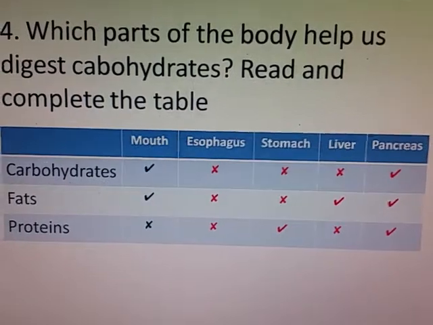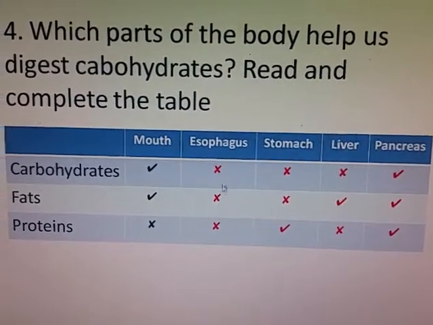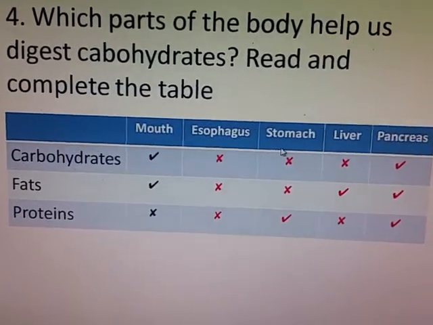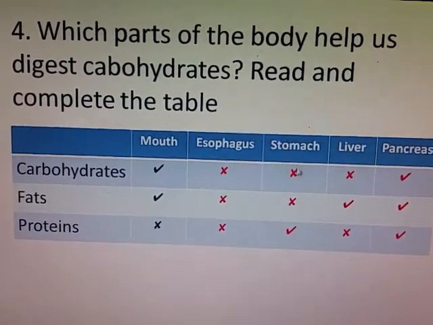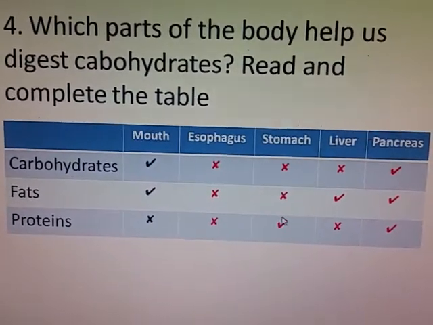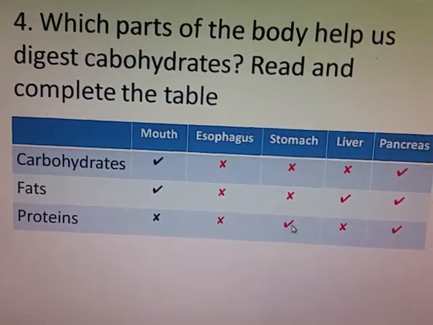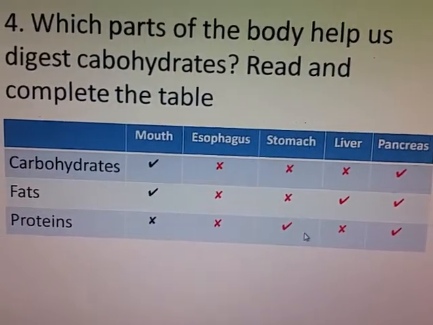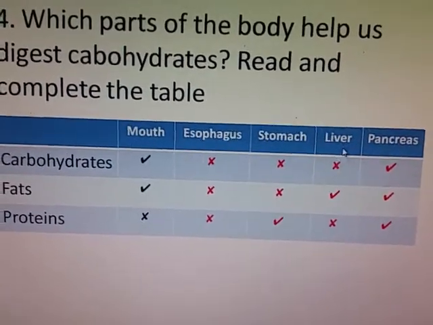In the esophagus, nothing is digested. The esophagus just transports food to the stomach. In the stomach, carbohydrates have been digested and fat, but not the proteins. So the proteins are actually broken down in the stomach. And not 100%, but most of it.